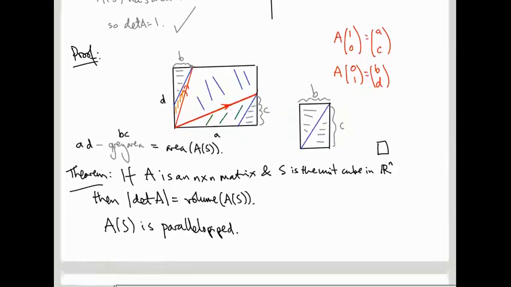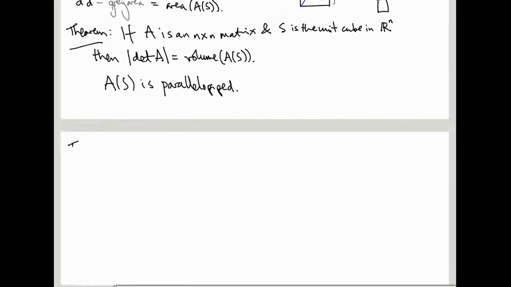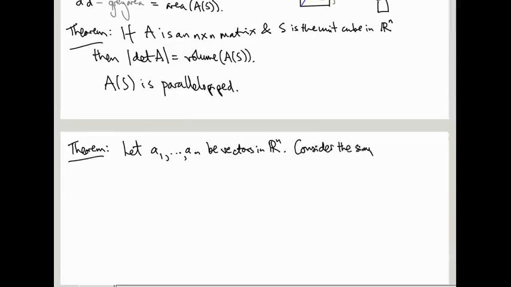Another useful fact is the following. So, theorem. This is just an alternative, it's very similar, but it's just an alternative way of saying this. So, let A1 up to AN be vectors in Rn, and consider the simplex with vertices at the origin, A1, A2, all the way up to AN.